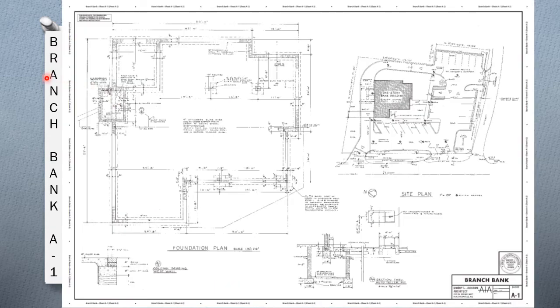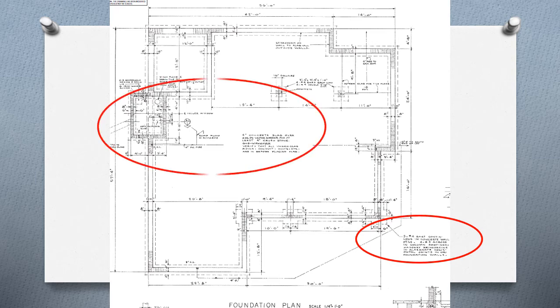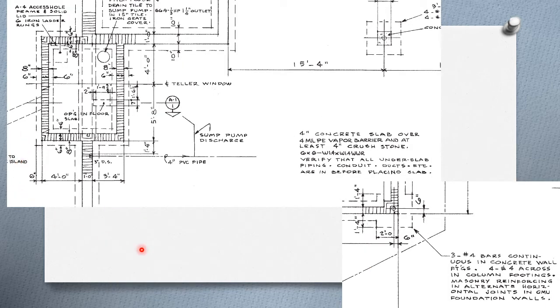Let's look at branch bank sheet A1, again included in your handouts. We already talked about the site plan. Now we're going to talk about the foundation plan. So two areas that I want to discuss with you: this note down here and these notes here, and some information about the teller pit. Here we have the teller pit.